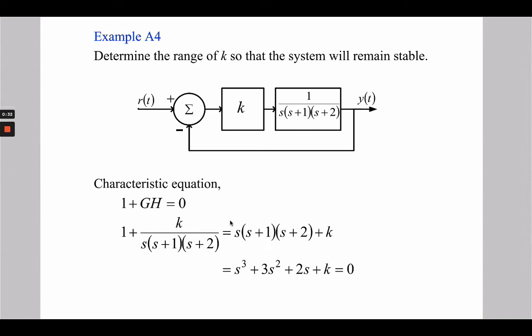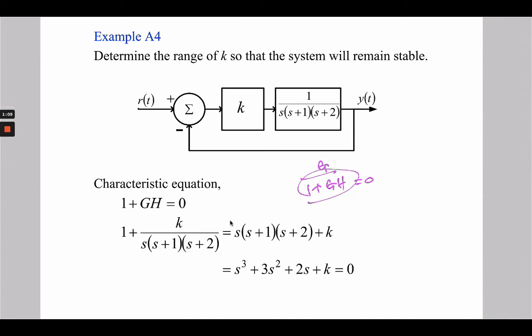From this, we can find the characteristic equation. The characteristic equation is given by 1 + GH = 0. So basically, where does the characteristic equation come from? It comes from the closed loop transfer function, which is G over 1 + GH. When 1 + GH equals 0, it becomes the characteristic equation. And we replace G and H into the equation.